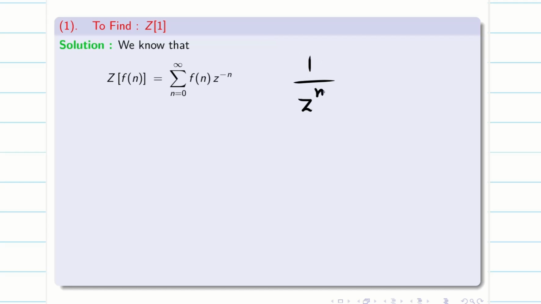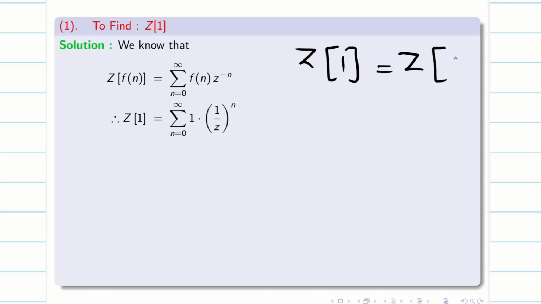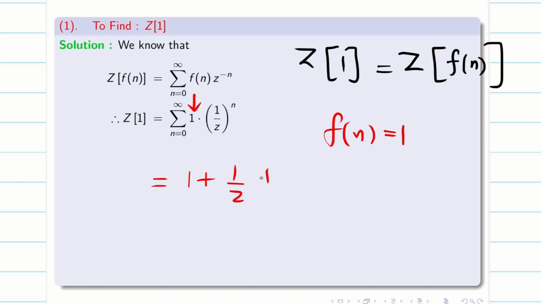To find Z of 1. Now we know the formula for Z transform, but always I prefer 1 by z power n into f of n. This is easy for computing. Now I can write like this. Since Z of 1 means Z of f of n, therefore my f of n is going to be 1. Now if I substitute here, this will become 1 by z whole power n. When I put n equal to 0, I will get 1 plus 1 by z plus 1 by z square, etc. It goes up to infinity.